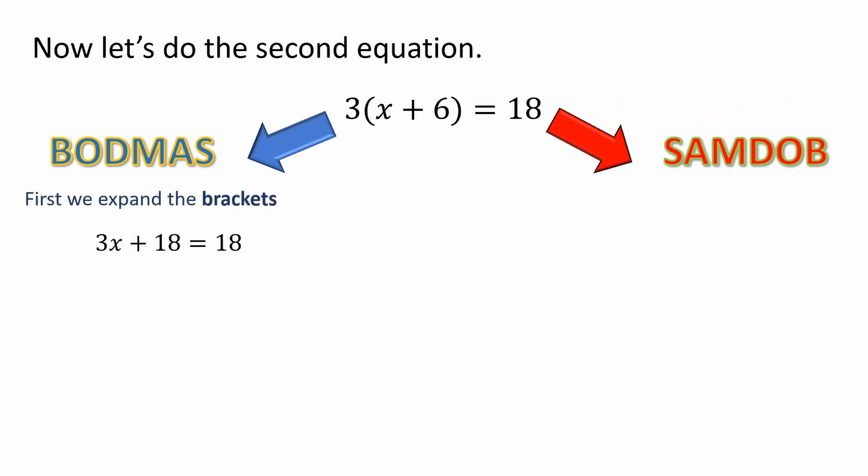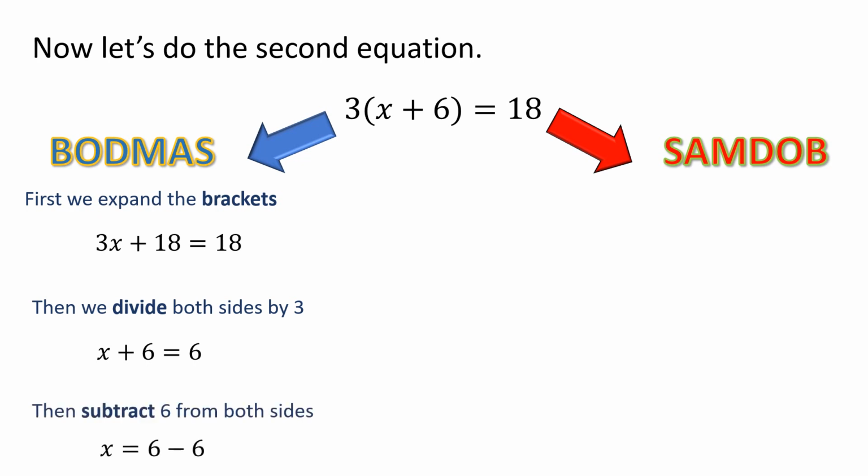Let's expand the brackets, and that will give us 3x plus 18 equals 18. And then we can divide both sides by 3, and that's fairly simple. We can just have x plus 6 equals 6. Finally, we can subtract 6 from both sides so that x is 6 minus 6, and that gives us x equals 0.